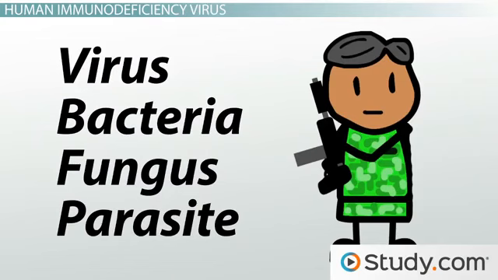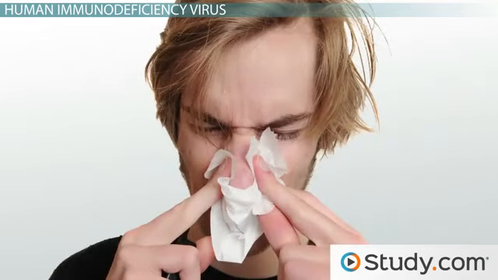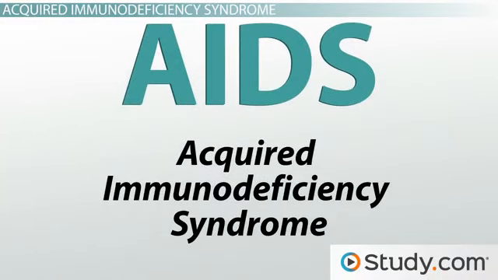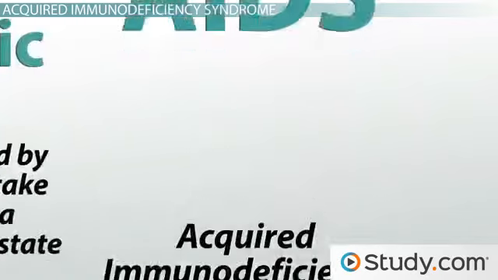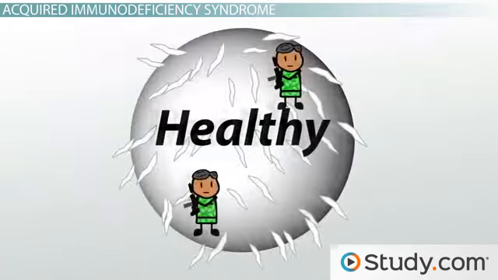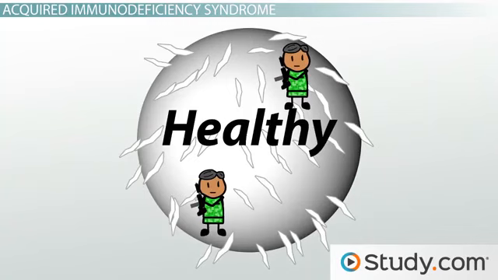Even relatively harmless viruses that would cause nothing more than a short cold in a healthy person can end up killing a person with this advanced-most stage of HIV infection that's more commonly referred to as AIDS. AIDS is more formally known as the acquired immunodeficiency syndrome. People with this syndrome are susceptible to the opportunistic infections I implied before. These are infections caused by pathogens that take advantage of a host's weakened state. In a healthy host, these pathogens would cause little or no damage at all.